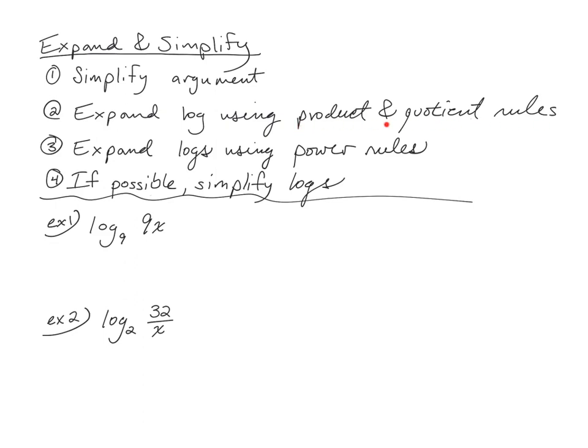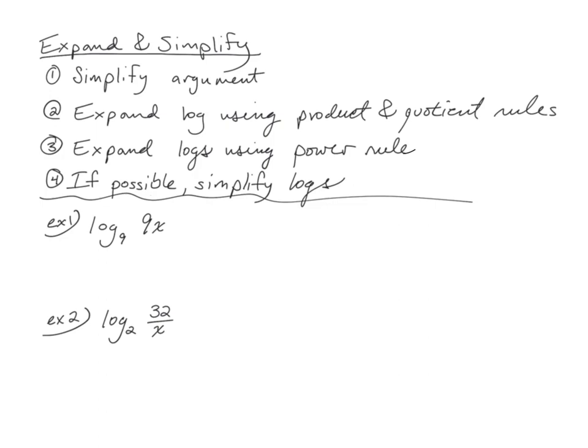So we have to start with product and quotient rules as we expand. Step 3, after we expand using the product and quotient rules, we can get to expanding the log using the power rule. And from there, we can simplify logs if it's possible. So if we get at the end of our expansion and we can simplify a log, we should do that. All right, let's take a look at number 1.